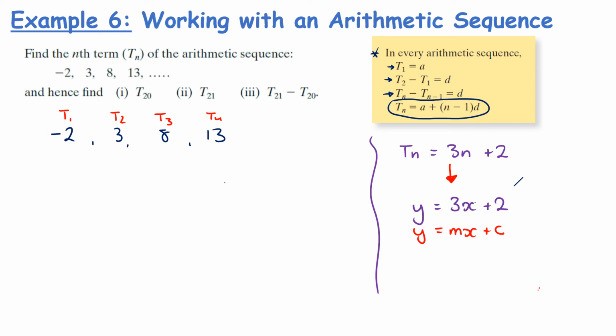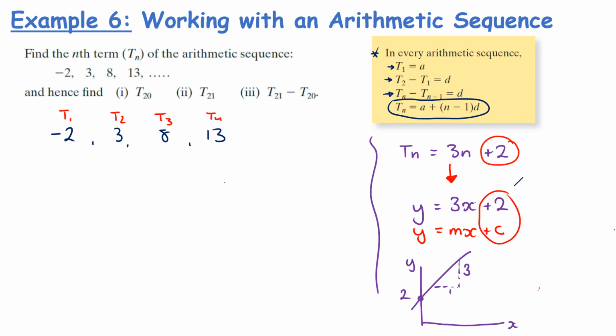So the common difference is linked to the slope, and this constant piece is linked to the y-intercept. If I draw that out, we have our x-axis, our y-axis, and we end up with something like this. It cuts the axis at 2. If I do rise over 1, I get 3 over 1. And that's what I would get if I plotted the first term, the second term, third term, and so on.